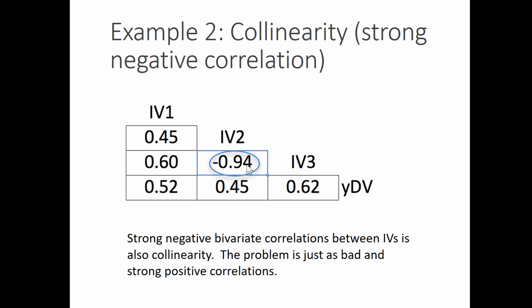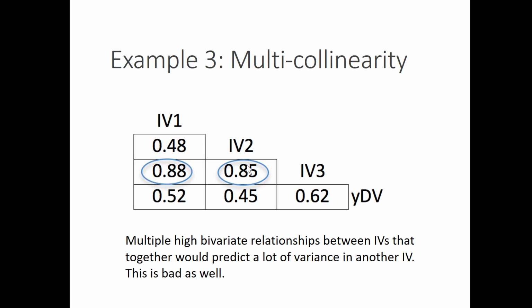It also happens when the correlation is negative. In this case, we've got a very strong negative correlation. So there again, there's a lot of shared information in these two variables. This is an example of multi-collinearity. In this case, we have a strong relationship between IV2 and IV3, but we also have a strong relationship between IV1 and IV3. So we have three variables that are strongly related, and we need to make some decisions about what to do.